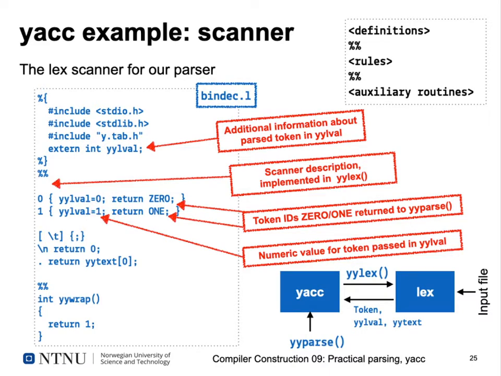So the interaction works as follows. We call yyparse in yacc from our handwritten main function. Yacc, whenever it needs a token, calls yylex. So it first calls yylex because in the beginning it doesn't have a token. And lex reads the input file and then returns the information about the token and also about yylval, which we should have set, and yytext, which lex fills in automatically with the string of the characters making up the current token.